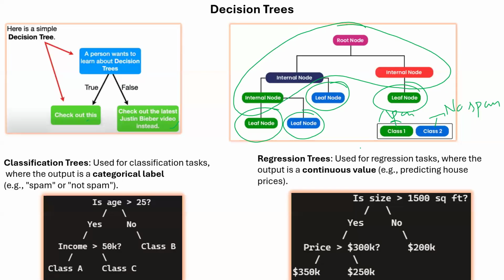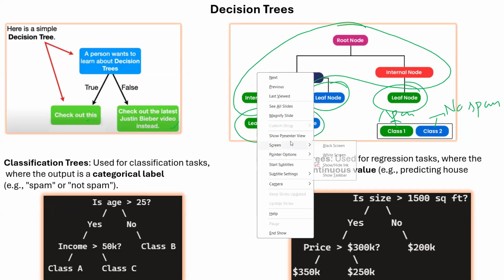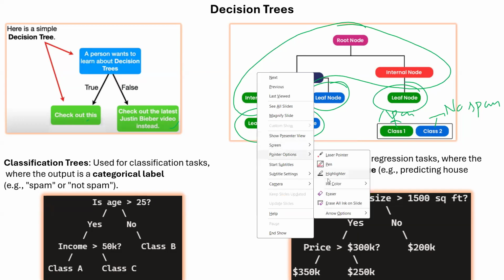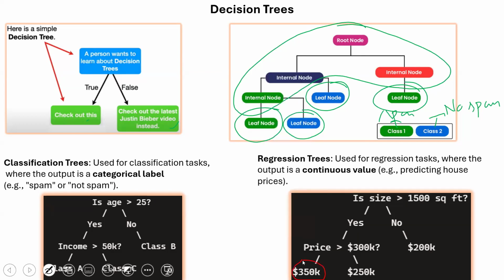If the leaf node has a continuous value, we call that a regression tree. These are the outputs that we are trying to predict, like 350K. If the leaf nodes have a continuous value, an integer value, or a real value, we call that a regression tree. And if it has a categorical variable, something like spam or no spam, or dog or cat, we call that a classification tree.